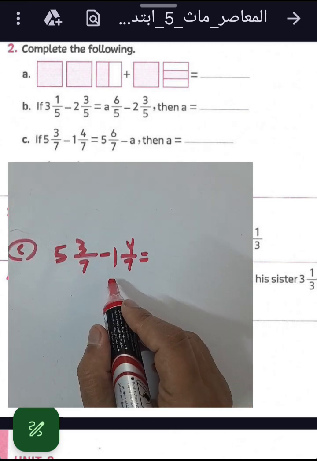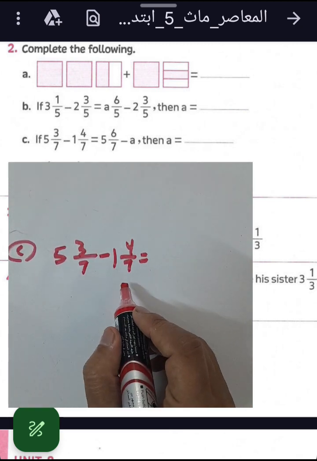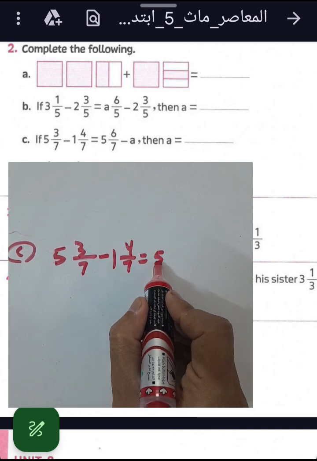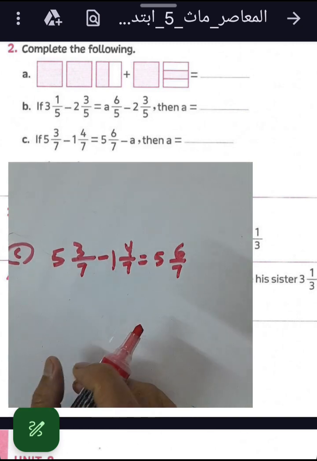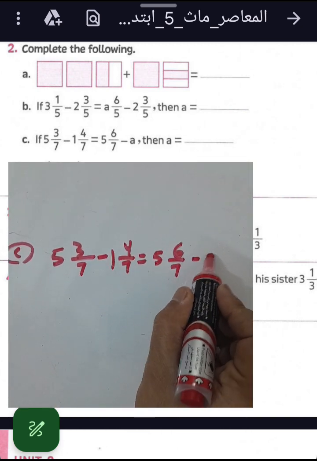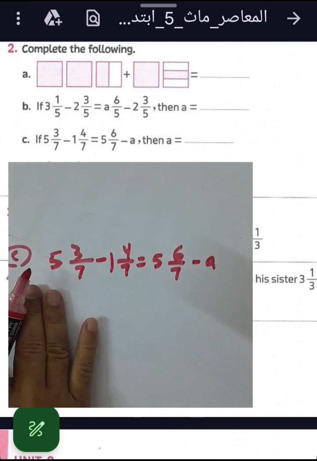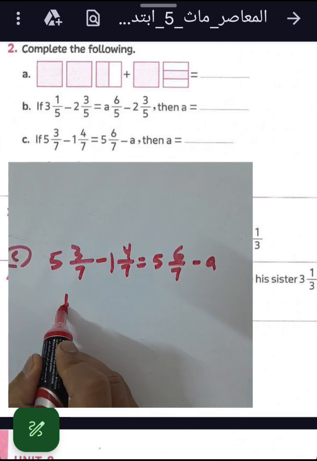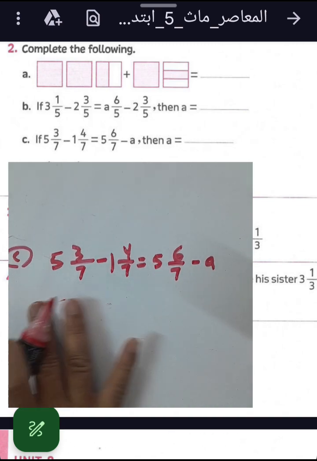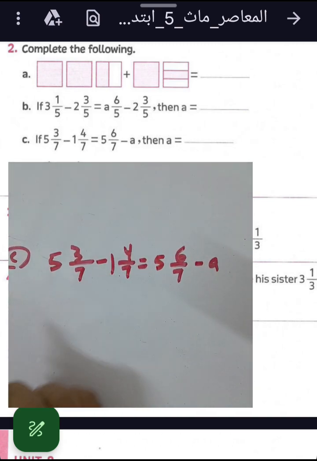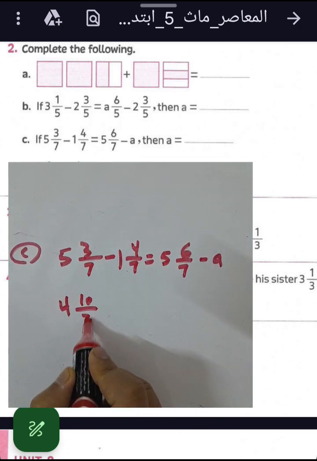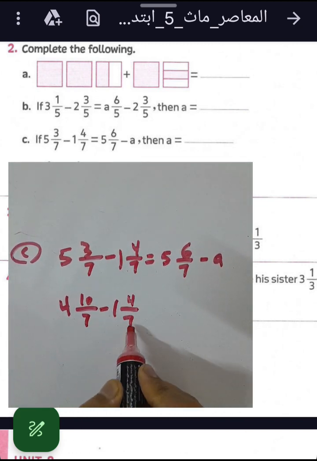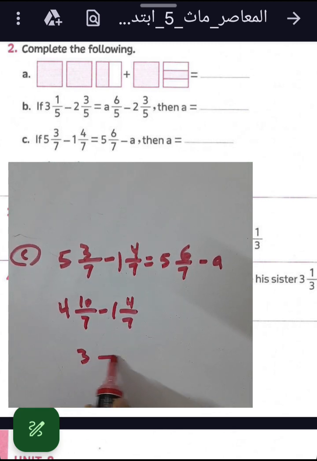Question letter C, 5 and 3 over 7 subtracted by 1 and 4 over 7 equal 5 and 6 over 7. We can find the difference between two numbers here. You want to find e here. Okay, first step, find the difference between 5 and 1. It will be 4. But 3 minus 4, we can't do it. So you must borrow 1 from 5 here. It will be 4. And 1 equals 7 over 7 plus 3 over 7. It will be 10 over 7. Subtract by 1 and 4 over 7. 4 minus 1 equals 3. And then write 7 in the denominator. 10 minus 4 equals 6.